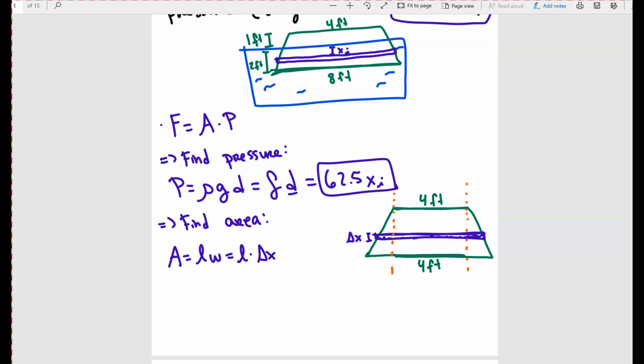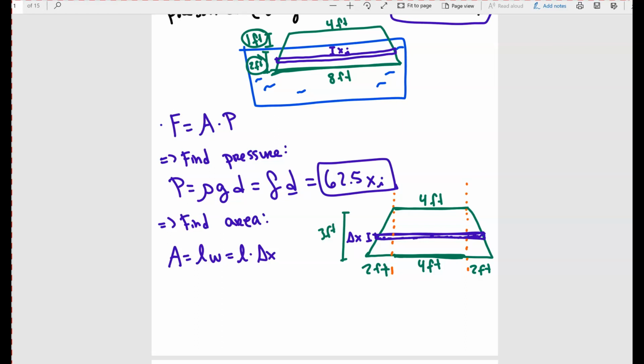So if I know that this guy is 4 feet, the other guy should be 2 feet each, because if I were to add all of them together, I would equal 8 feet. Now, notice that you have a couple of things. Here you have 1 foot. Here you have 2 feet. So that means that the total distance or the total height of this thing is going to be 3 feet. So from here to here is going to be 3 feet of this trapezoid.